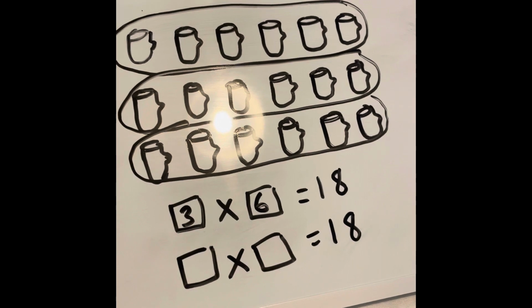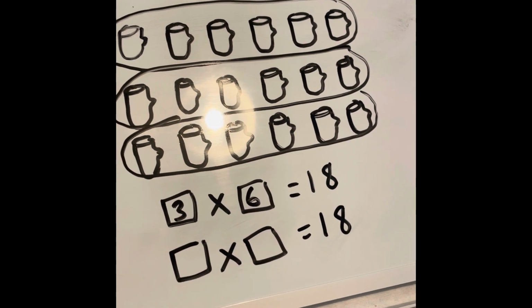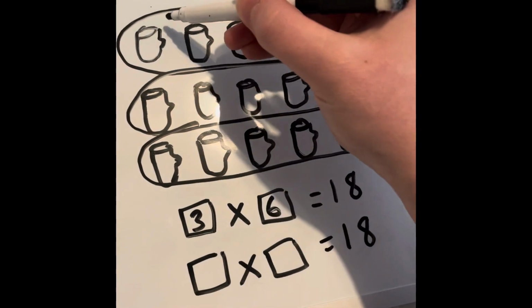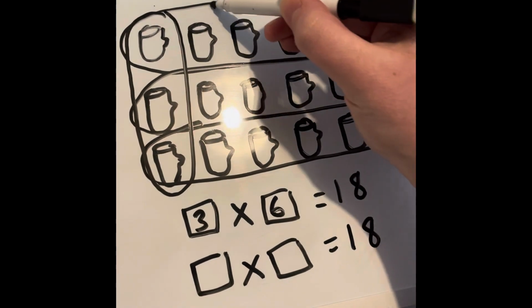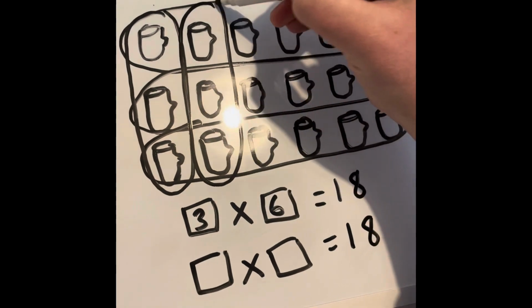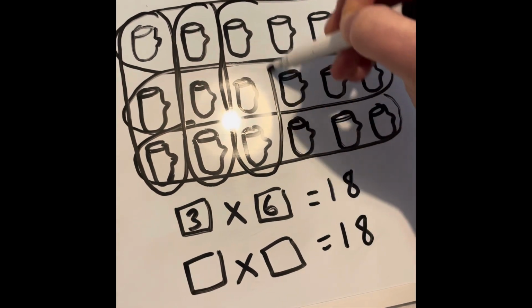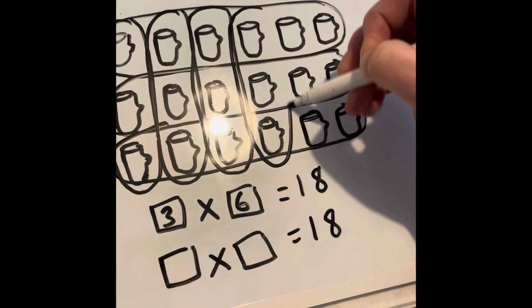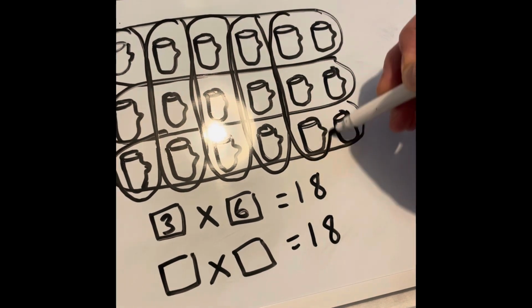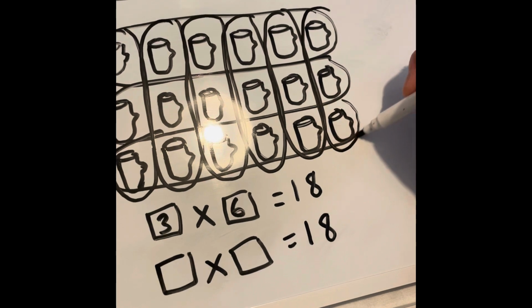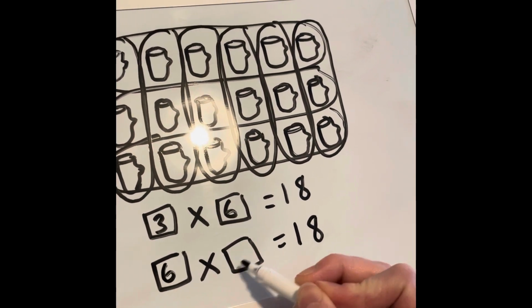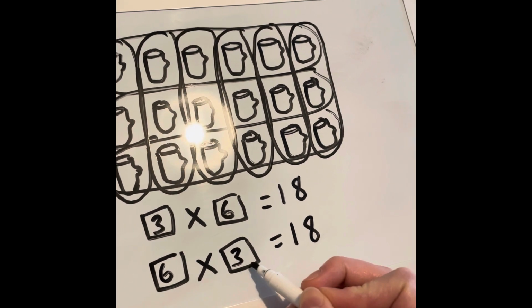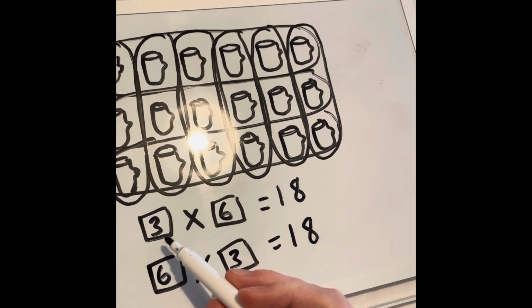So how can we put them into different groups this time? I'm going to go down the way this time. So they're going to be in groups of 3. So 1 group of 3, 2 groups of 3, 3 groups of 3, 4 groups of 3, 5 groups of 3, and 6 groups of 3. So instead of 3 times 6, we've got 6 times 3. So 6 groups of 3 equals 18, and 3 groups of 6 equals 18 as well.